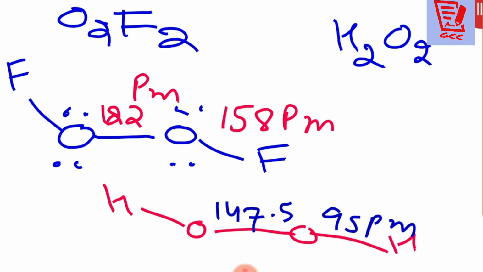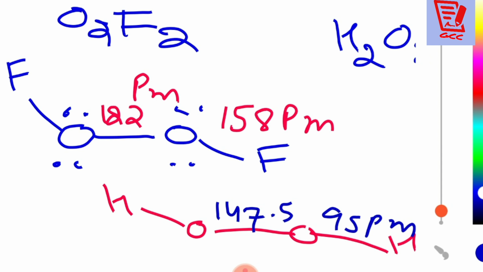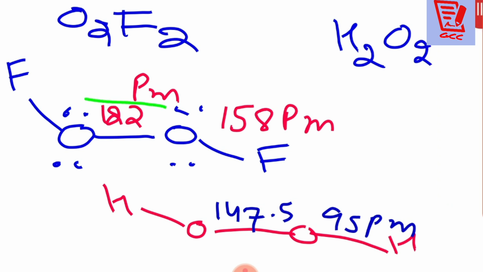First of all, here it is 122 and here it is 147.5. So oxygen bond length is greater in case of H2O2. The reason behind it, this one only. In this case you are having 122 picometer. What is the reason behind it, student?